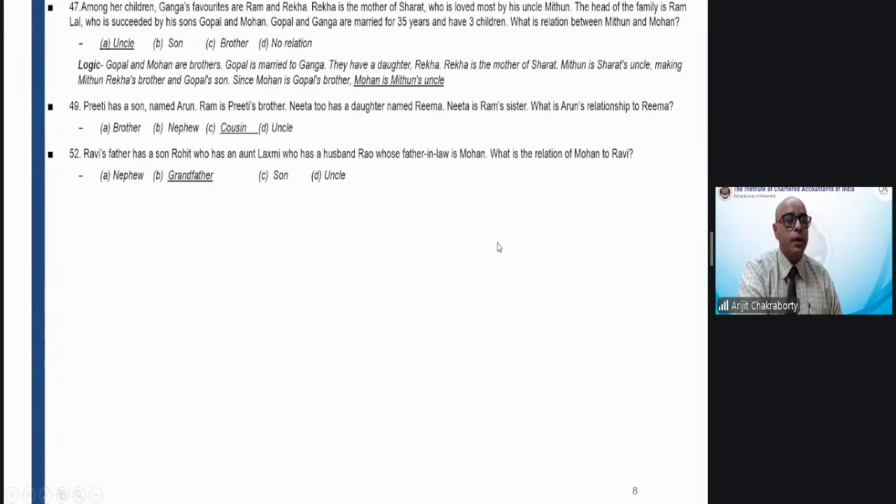49th, we come to the last few questions of the exercise. 49th question, we see Preeti has a son named Arun. Ram is Preeti's brother. This is also pretty similar and pretty simple as compared to the bigger ones. So this answer you will see is cousin. Simple, straightforward question.